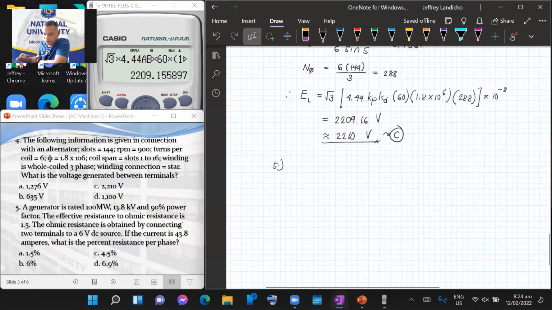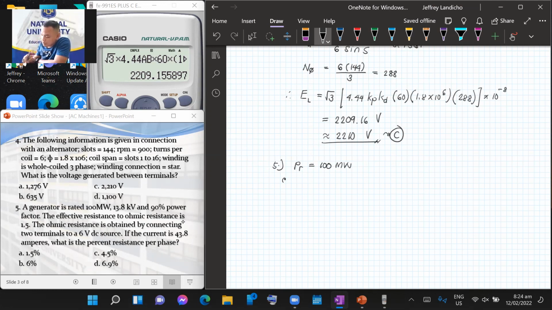For number 5, the generator is rated 100 megawatt, 13.8. Most of the given alternators, since they are AC, are rated in MVA. However, since we need the real power, we can also rate them in terms of real power. So the rated power of our alternator means it can deliver up to 100 megawatts.